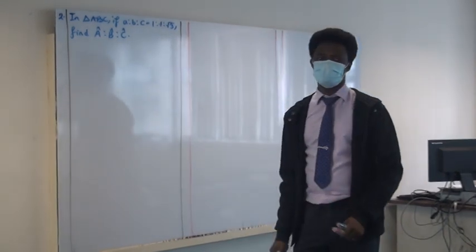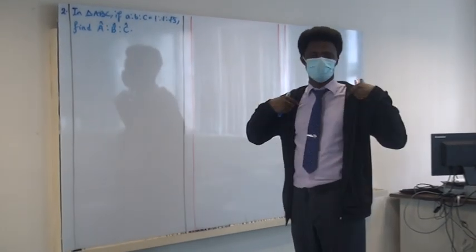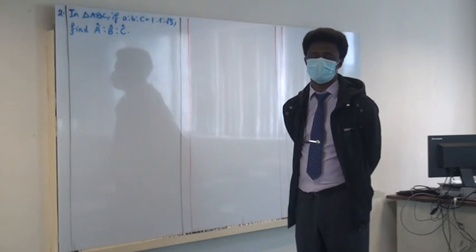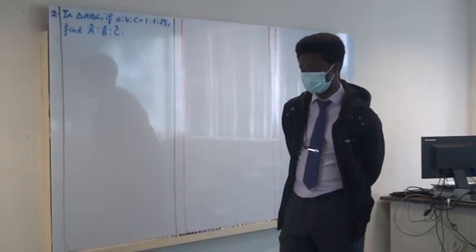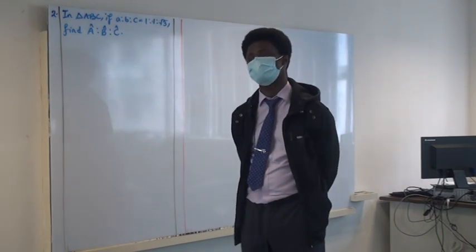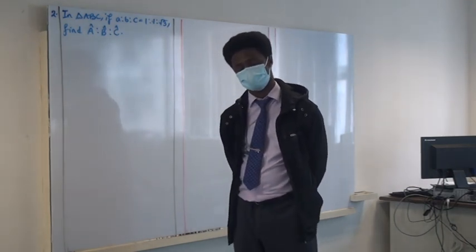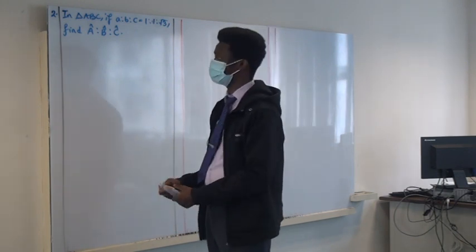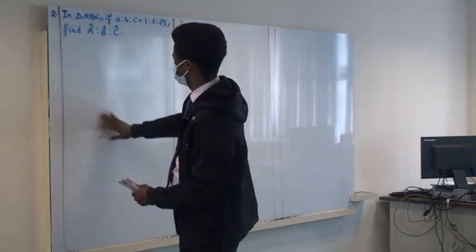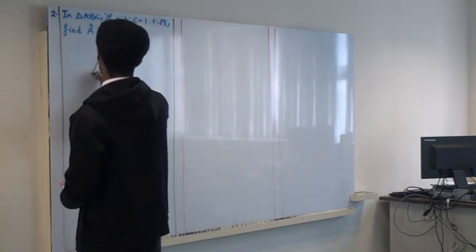In triangle ABC, this ratio is known. What does this ratio represent? Ratio of the sides. So what is the first thing we need to do? Draw the triangle. What kind of triangle is this? Do we know anything about it? Isosceles. Isosceles triangle.